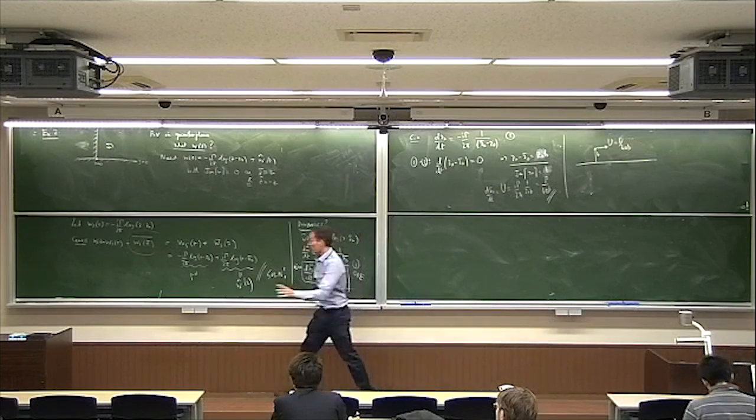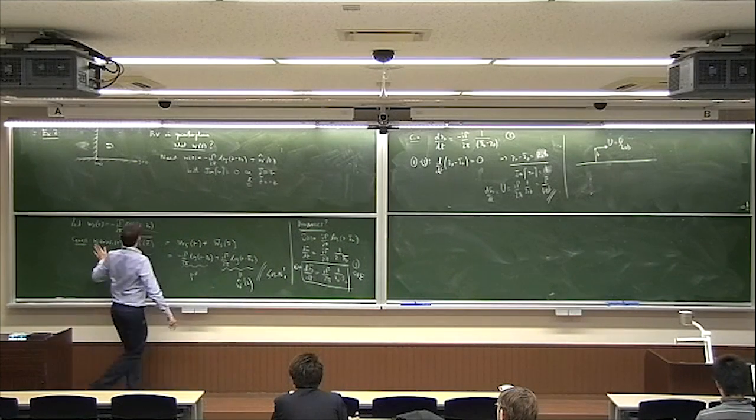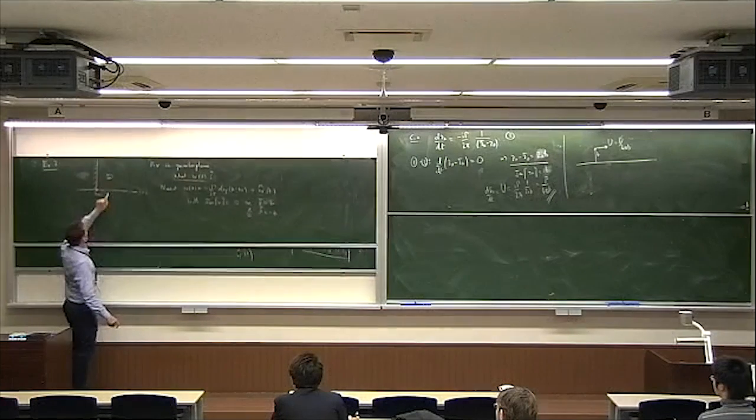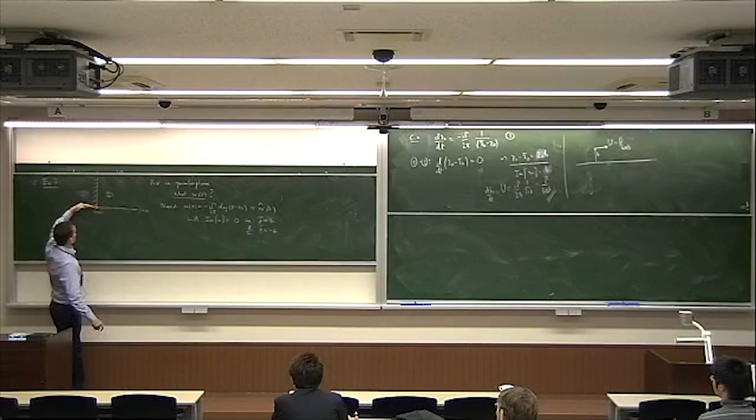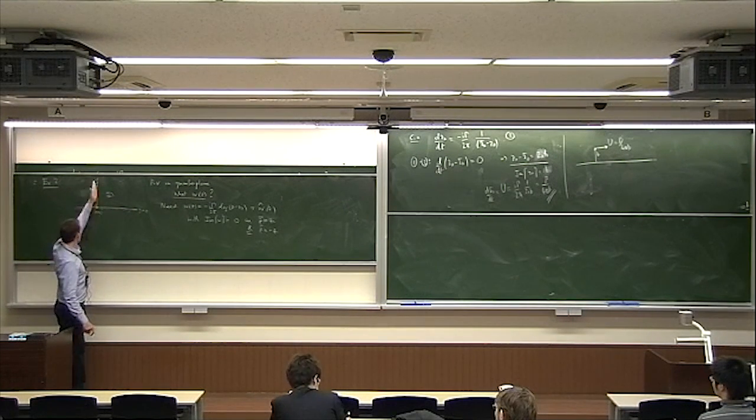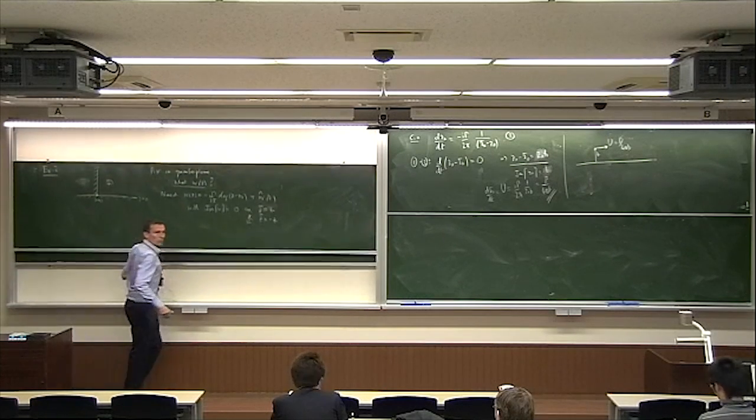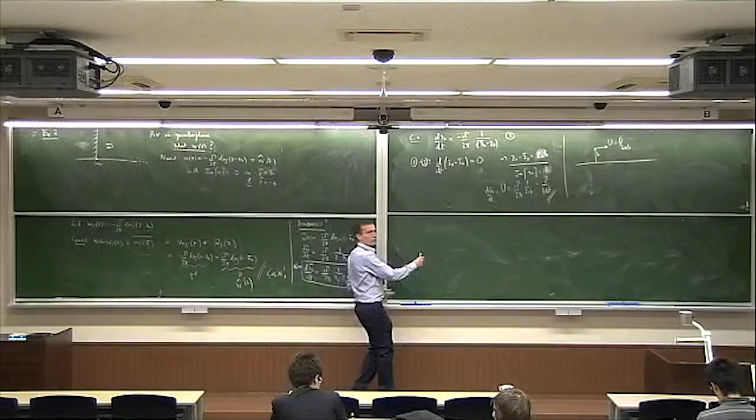I've got a function, W1, that has the right singularity and satisfies the boundary conditions on here. But it doesn't satisfy the boundary conditions on there, that it should be real on there as well. So what do you think I should do? Why don't I try the same trick?